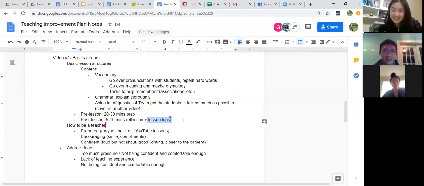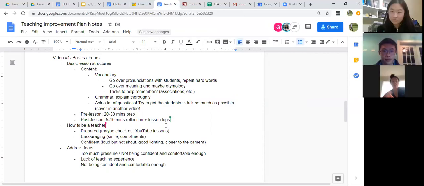Just going off of what Harvey was saying, just so you guys have a reference point, lesson logs and all curriculum material can be found on the website under the tab Volunteers.